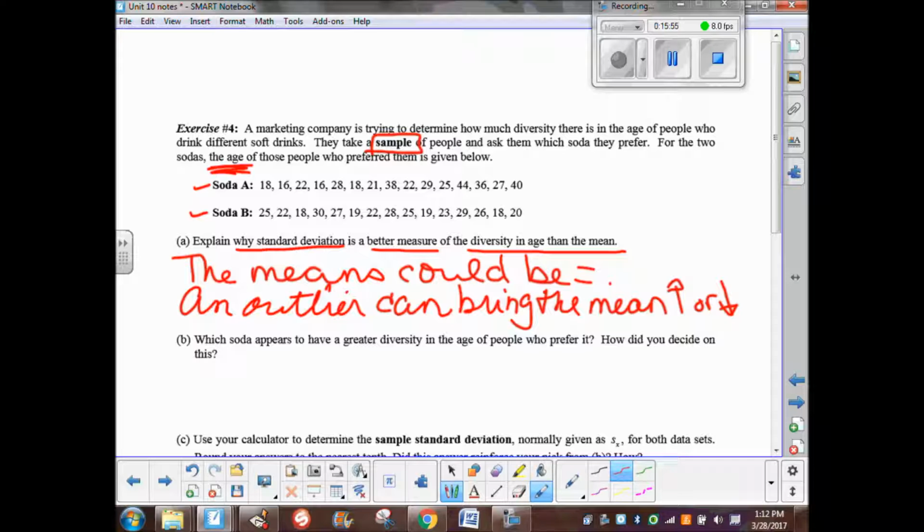And if we're talking about the diversity in age, we're looking at how spread out or not spread out the ages are. The mean doesn't tell you that. The mean is one number that doesn't tell you about the variation. The standard deviation tells you more about the variation in ages.